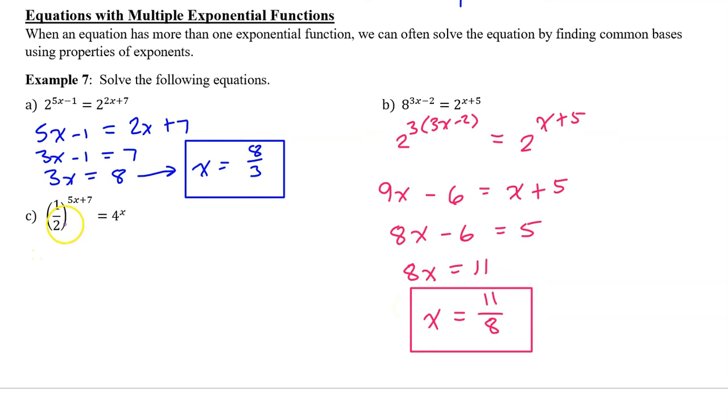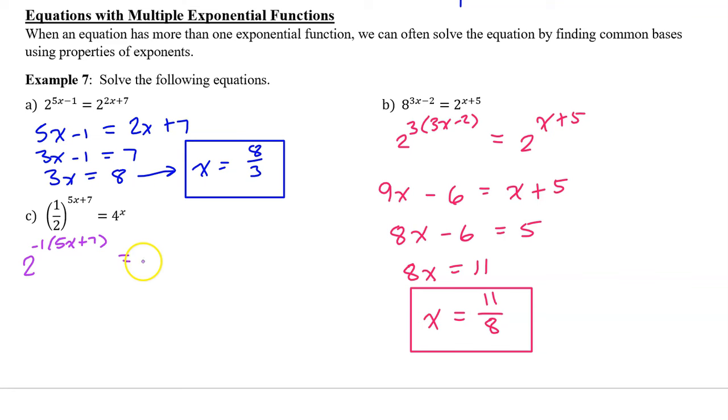For part C, on the left we start off with a base of 1/2, and on the right we begin with a base of 4. Luckily, both of these can be rewritten as a base 2. 1/2 can be rewritten as 2 to the negative 1 power. And then we take the 5x plus 7 and we multiply in the exponent, like this.